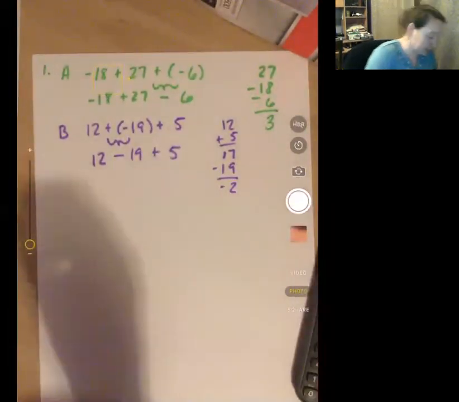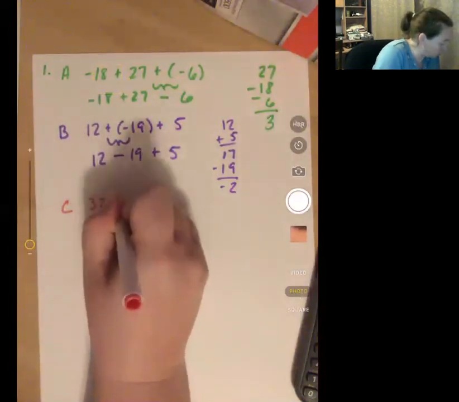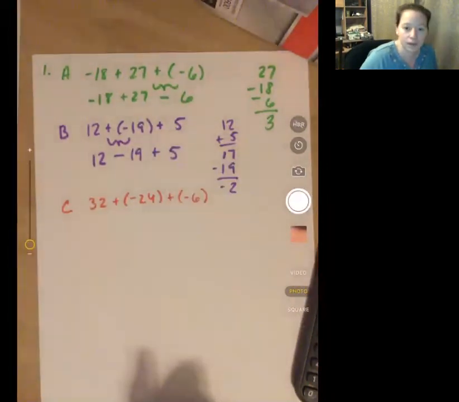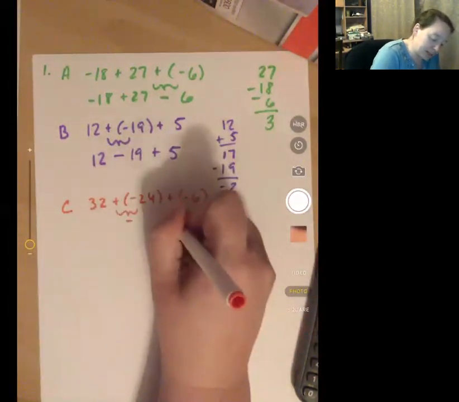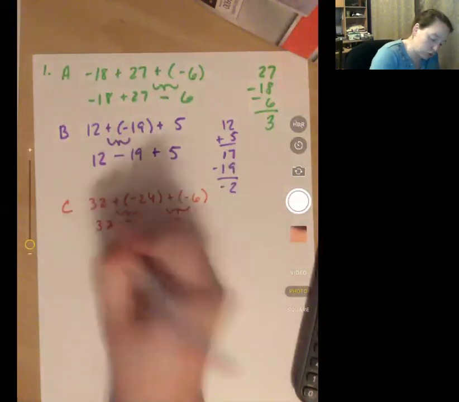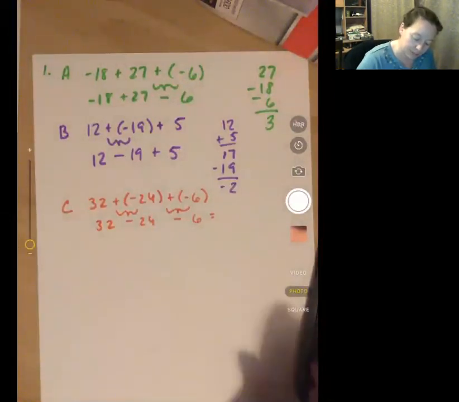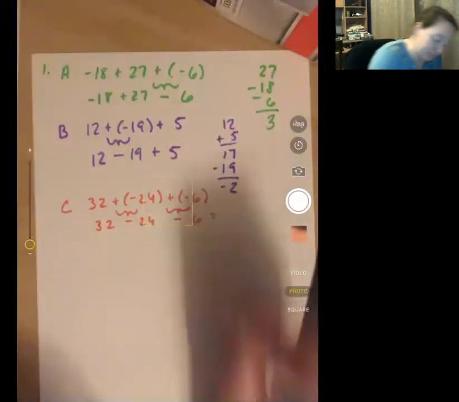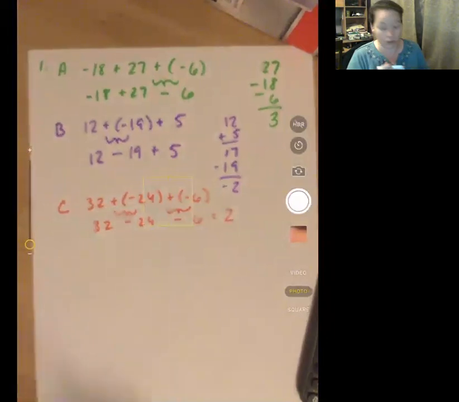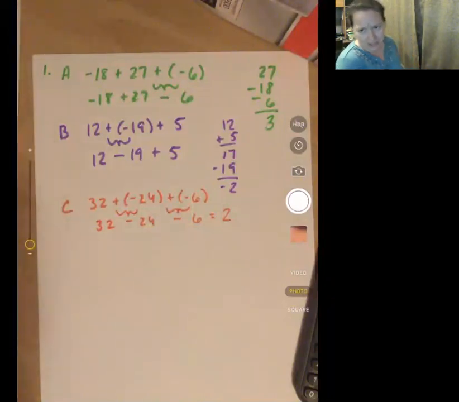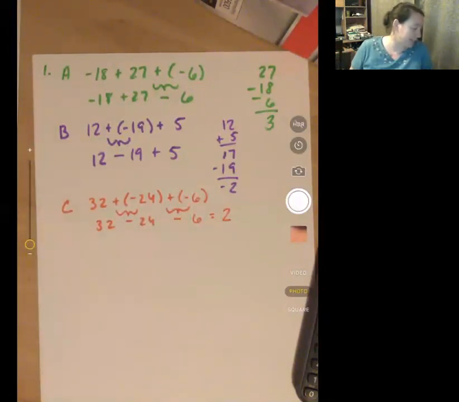And finally, letter C is 32 plus a negative 24 plus a negative 6. Positive and negative make a negative, positive and negative make a negative. So I actually have 32 minus 24 minus 6, which I'm just going to do exactly. Gives me a positive 2 as my answer, and so the answer will be positive. I'm not entirely sure why we have that as part of our review for this particular chapter, but that's what it is.